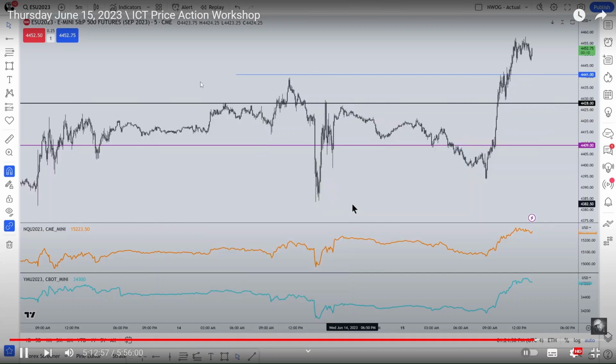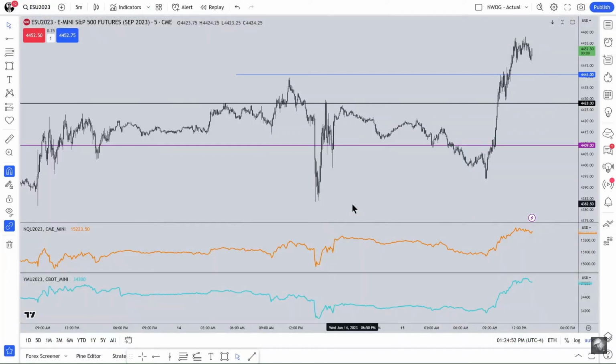Silver bullets: how did they form and why are they there? They're always going to be there because of the first 30 minutes of price delivery. You have 30 minutes now in the marketplace.